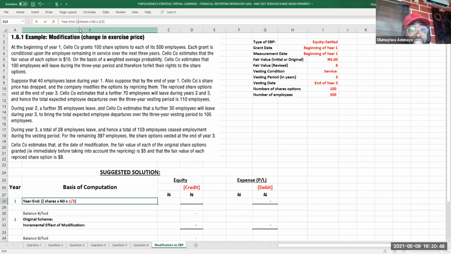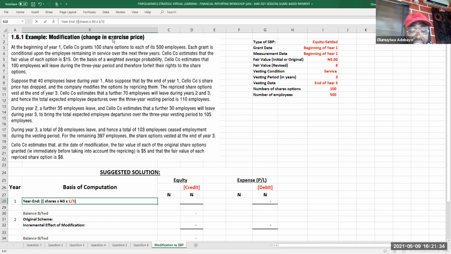Year 1, we estimated that 110 is likely to depart. And how do we get that? We said, suppose that 40 employees leave in year 1. Also, suppose that at the end of year 1, the company share price has dropped and the company modified the share option by repricing them. The repriced share option vests at the end of year 3. The company estimates that a further 70 employees will leave during year 2 and year 3. That is how we get our 110.